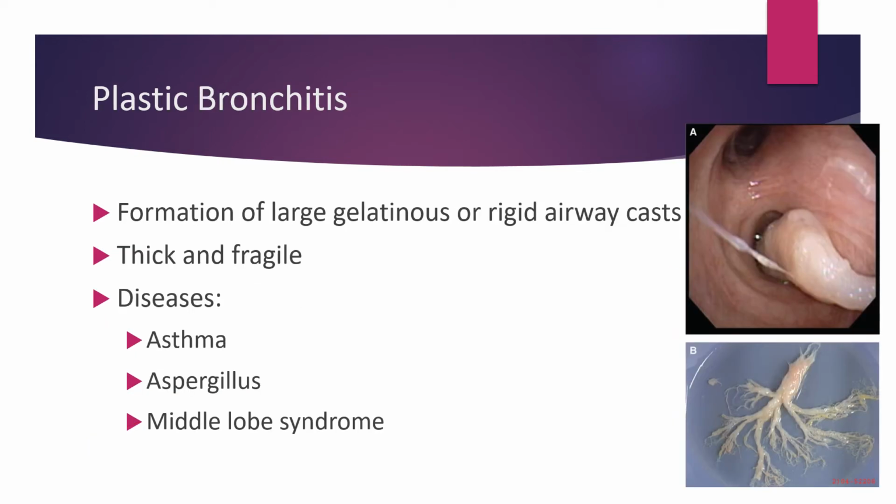All right, let's talk about plastic bronchitis. This one I previewed before in other courses with you. This is the formation of large gelatinous or rigid airway casts, and this is what we see down here. Do you guys see that one there? It looks like an airway cast, and it's pretty significant. And this is repeating in their airways, airway after airway, just large casts.